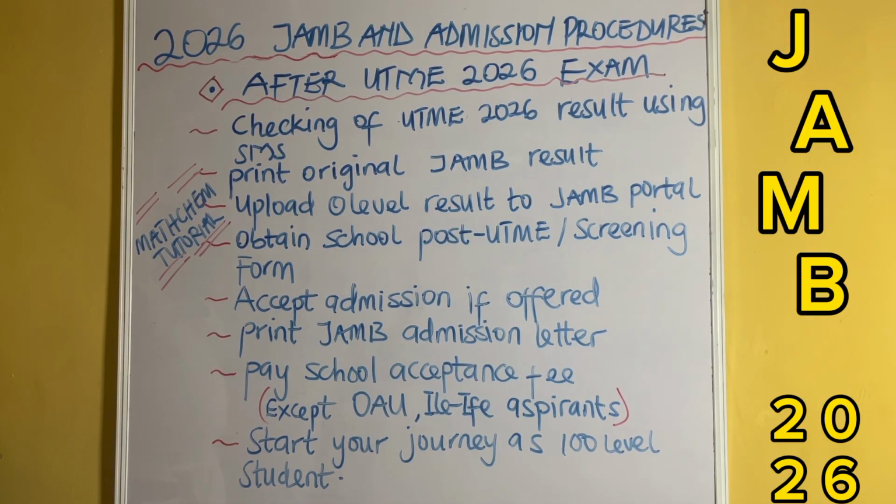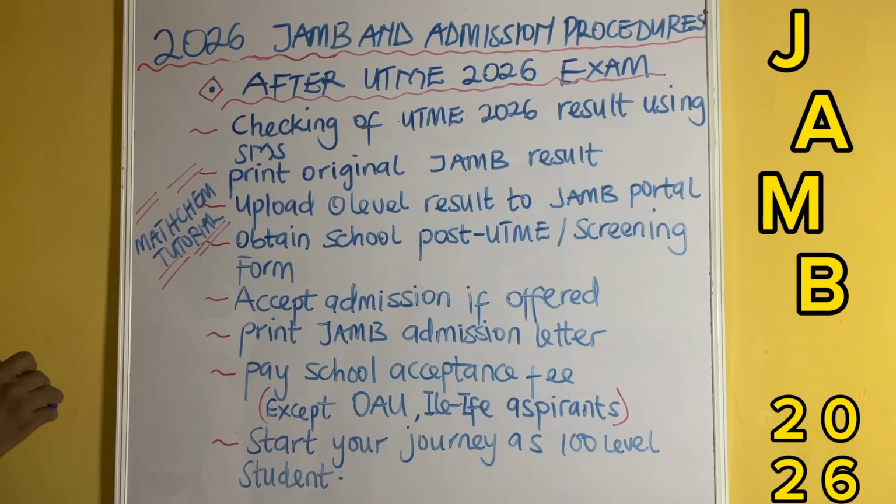After the UTME 2026 exam, what are the things you need to do? The first thing is to check your UTME 2026 results using SMS. For the procedure, I'll make a video of it and post it on my page, so if you need it, you can check my page. Then you're also going to print your original JAMB results. I'll also make a video on how you can do that. It's an easy thing, maybe you can do it yourself.